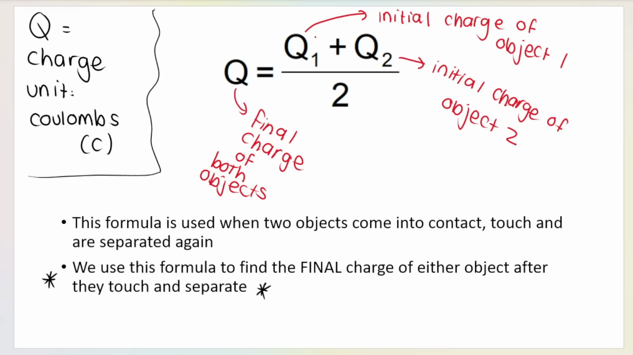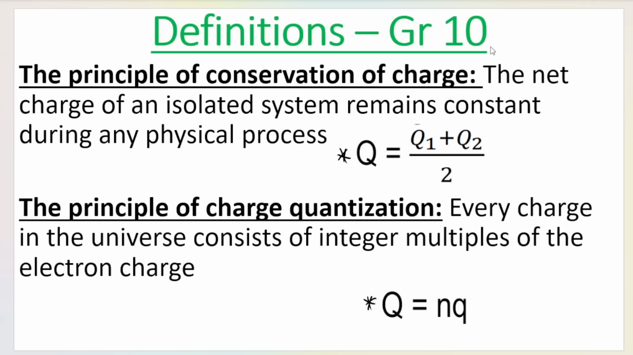We're dividing by 2 because there's 2 objects coming into contact. I will go over this formula in more depth in a little bit, but it's important to substitute the signs into this formula. I will explain what I mean later. So this formula is basically the principle of conservation of charge. That is when we apply the formula. So basically it says charge remains constant.